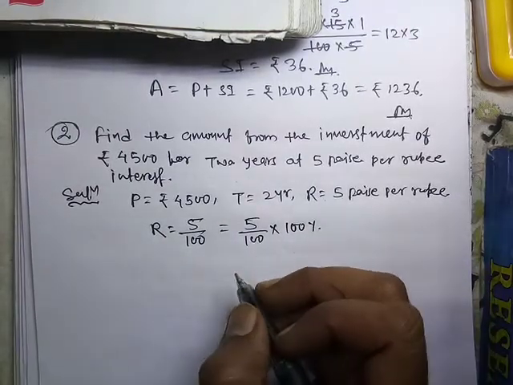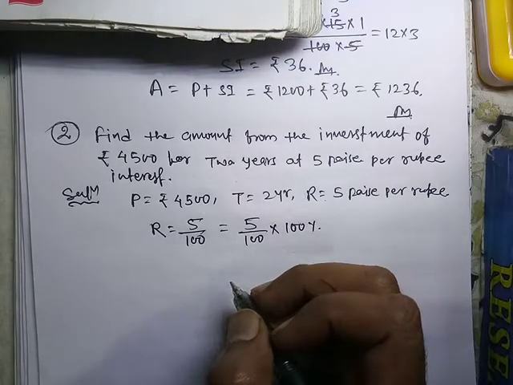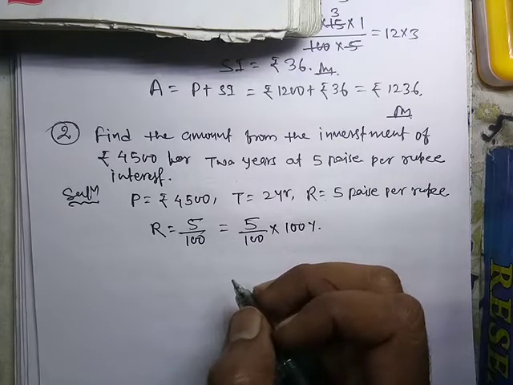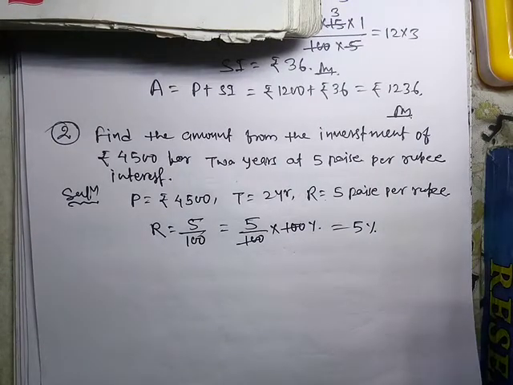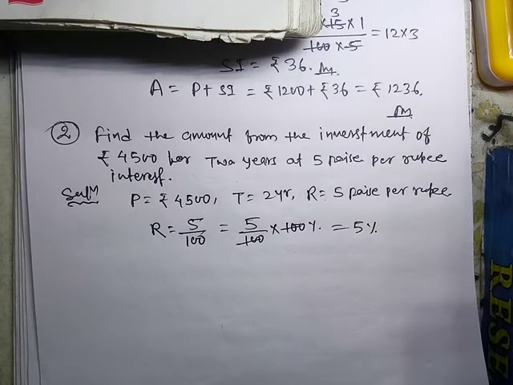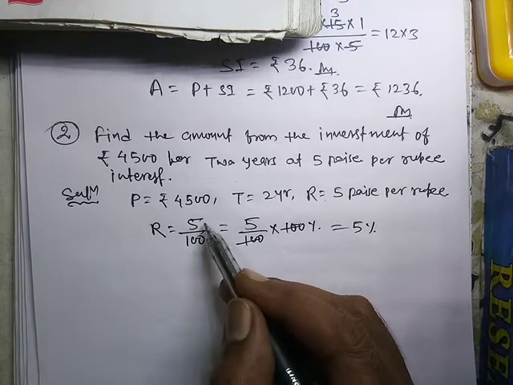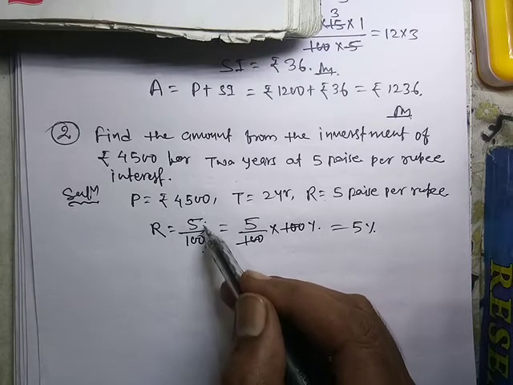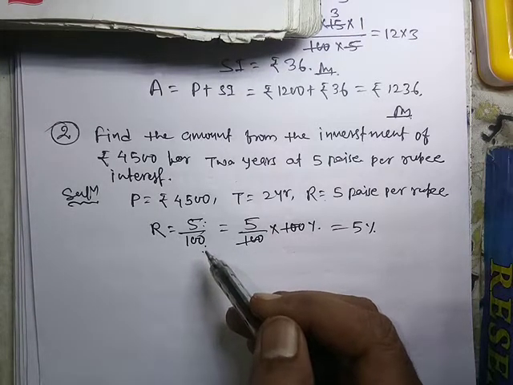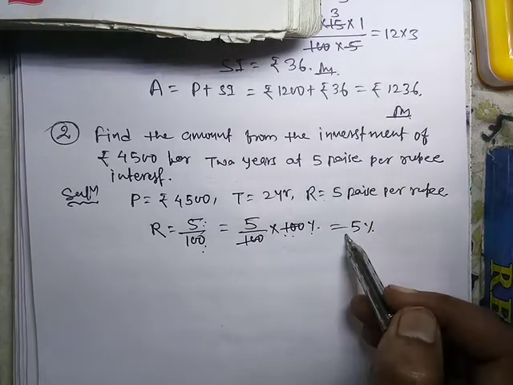When we have to convert a fraction into percent, we multiply by 100. After cancellation you get 5%. So here the rate of interest is 5%. In this question the rate of interest is given in the form of 5 paise per rupee. First you have to convert 5 paise per rupee into a fraction and we get 5 by 100. After that you convert into percent by multiplying by 100%. After calculating we get 5%.